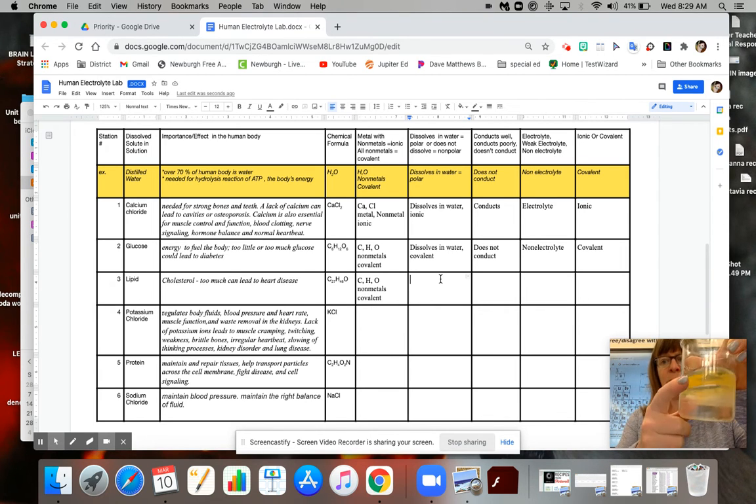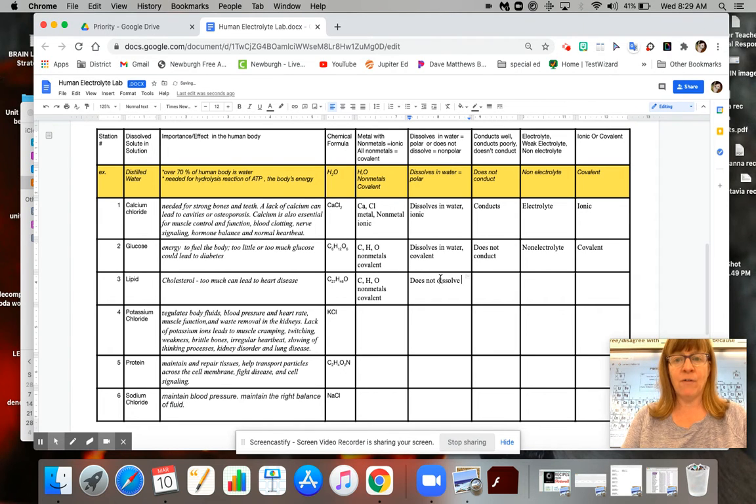Here, you guys see these 2 layers? I stir, mix. Do you see how there's still 2 layers? It's not dissolving, right? These lipids, these fats are not dissolving in the water. So it does not dissolve. And we know if it does not dissolve in water, it's nonpolar. So nonpolar things won't dissolve in water because they're not alike.